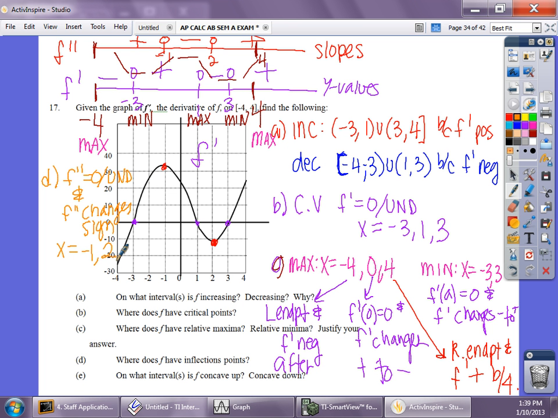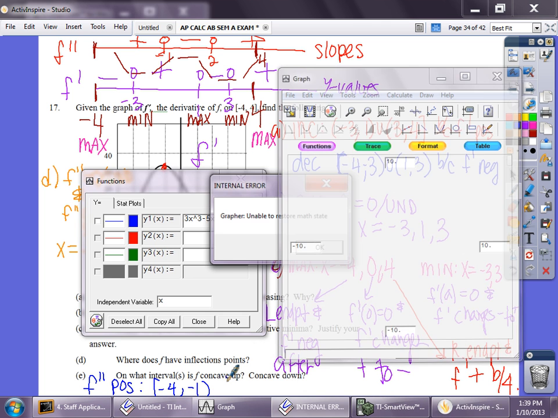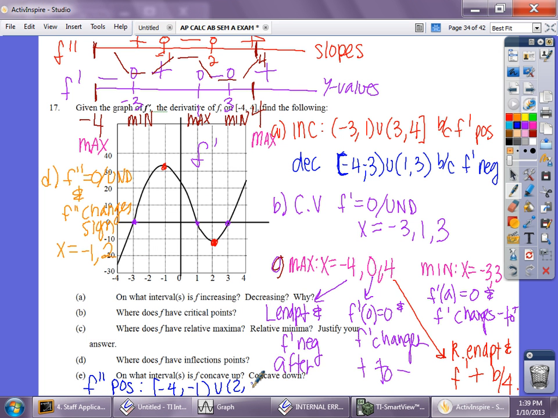Letter E, when are we concave up? Concave down? So concave up happens when the second derivative is positive, and this occurs when we go from negative 4 until negative 1, and then again from 2 until 4. And then we're concave down in red when the second derivative is negative. Therefore, we have that occurring from negative 1 until 2. And that should be a rounded bracket, I'm sorry. All right. And that's 17.